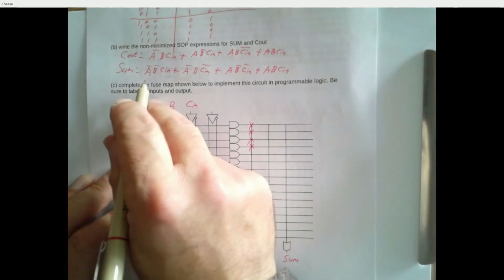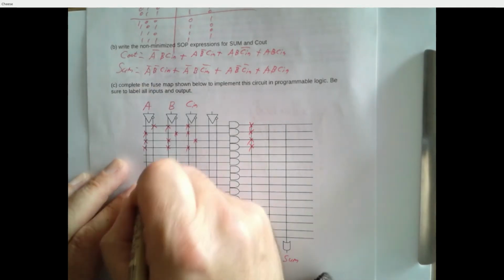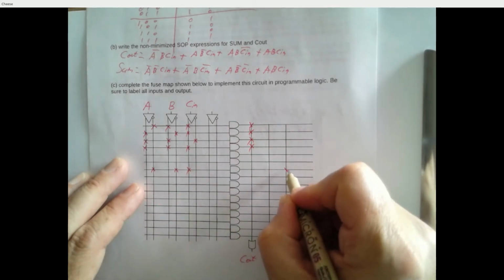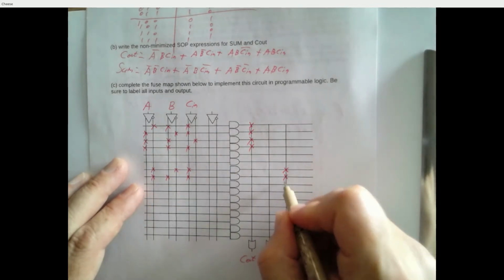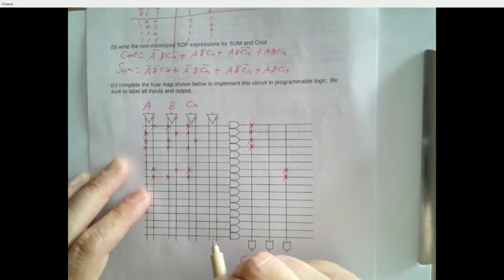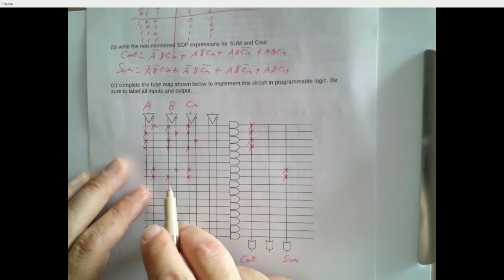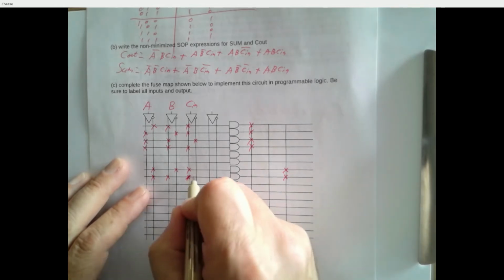And then for sum, A bar, B bar, C in. So I'm just going to start down here. A bar, B bar, C in. So that'll go into the sum. A bar, B, C in bar. Why do I feel like I did something wrong already? No C bar. Yes, C bar.